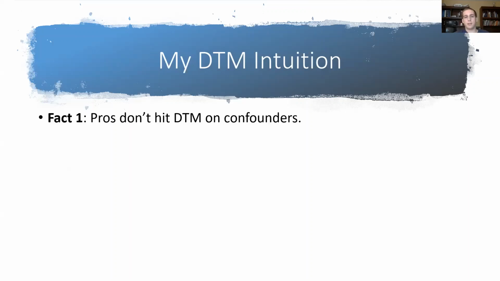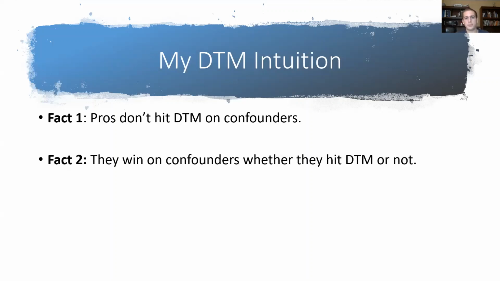Fact one, pros generally don't hit down the middle on the confounders. If you get a short ball, or a centered ball, or a floated ball coming at you, you're probably not going to hit down the middle. Those are balls I want to attack on, so I'm probably going to put those in the corners. In addition, you tend to win on the confounders. I tend to win when I get a short, centered, floated incoming ball, regardless of whether I hit down the middle or not. Regardless of what I do, I get an easy ball, I'm probably going to win the point.